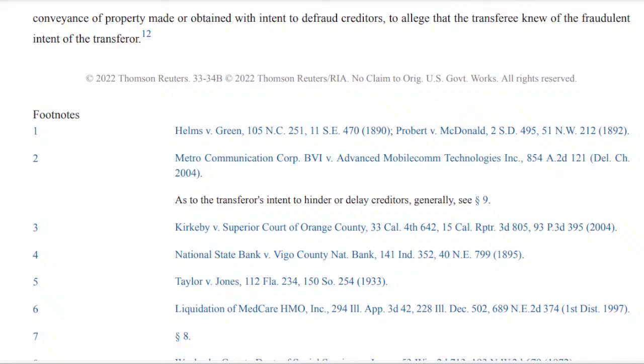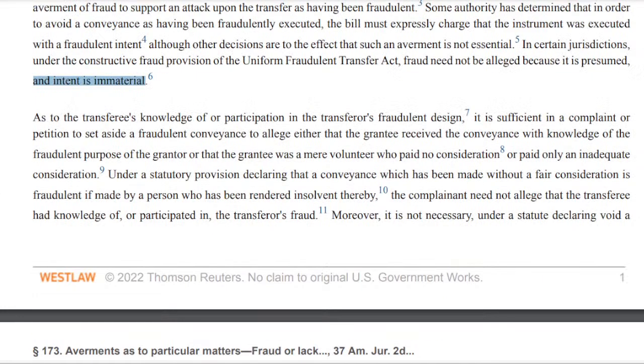1997, liquidation of Medcare HMO. Interesting. Illinois. As to the transferee's knowledge of or participation in the transferor's fraudulent design, it is sufficient in a complaint or petition to set aside a fraudulent conveyance to allege either that the grantee received the conveyance with a knowledge of the fraudulent purpose of the grantor, or that the grantee was a mere volunteer who paid no consideration, or only an inadequate consideration, under a statutory provision declaring that a conveyance which has been made without a fair consideration is fraudulent if made by a person who has been rendered insolvent thereby. The complainant need not allege that the transferee had knowledge of or participated in the transferor's fraud.